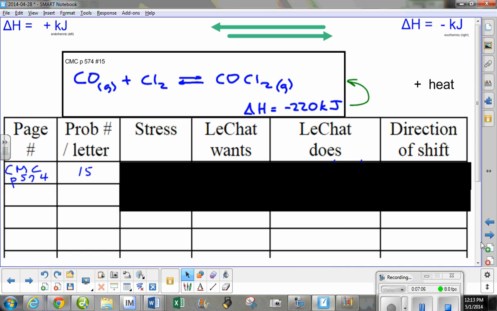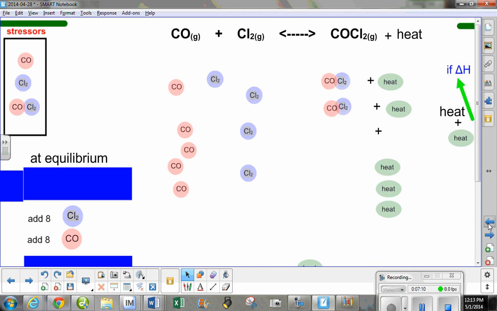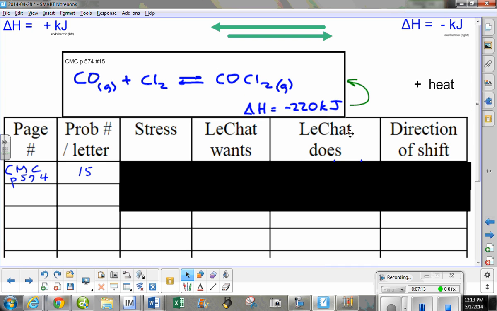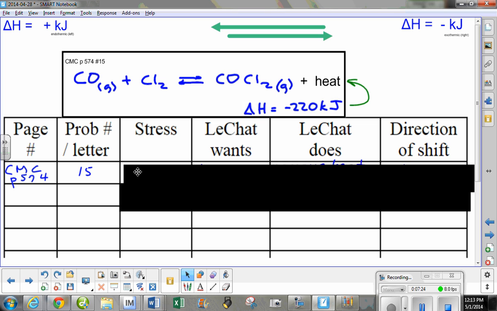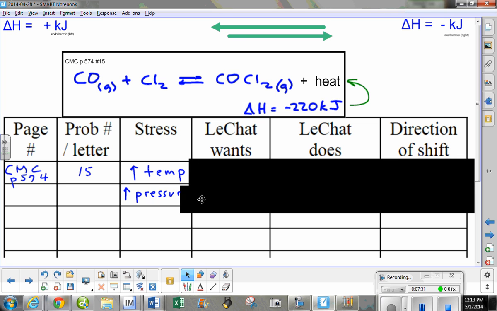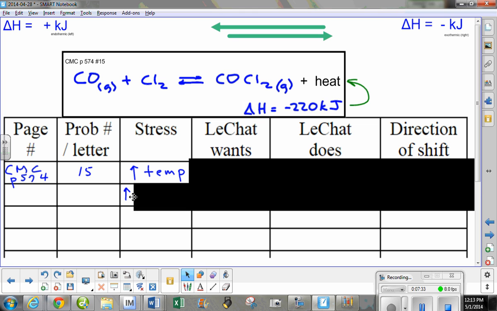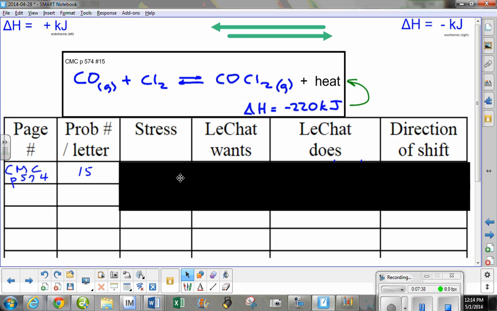Now let's go to an example using the chart. We'll use the same equation here. See, we still got the same equation. And it's still going to be exothermic. So the heat will be a product. And we're going to stress the system now. And in problem 15, we are actually stressing it with 2 stresses. We're going to have a temperature stress and we're going to have a pressure stress. So we're going to see what each of those will do because they work very, very differently.